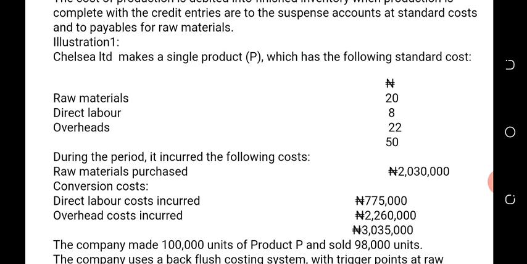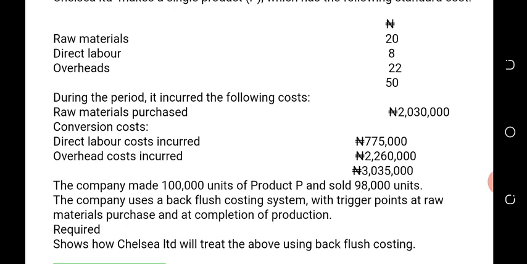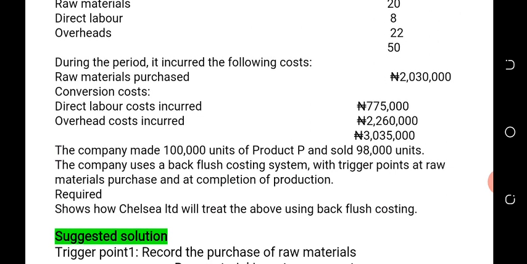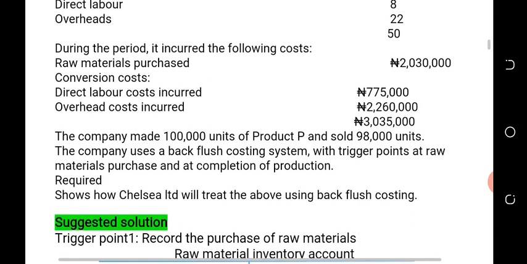So you are given the standard cost: raw material, direct labor, and overhead. So it's 50 naira. During the period, it incurred the following cost. So you charge the following cost: raw material purchase, which is 2,030,000; conversion cost, which is direct labor and overhead. So both of them added together give us 3,035,000 naira.